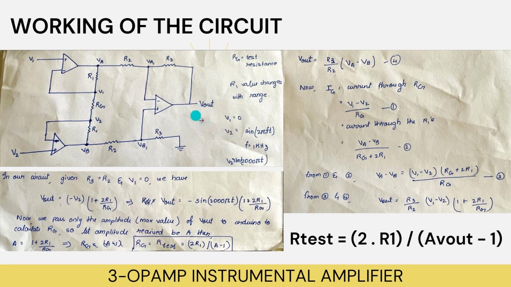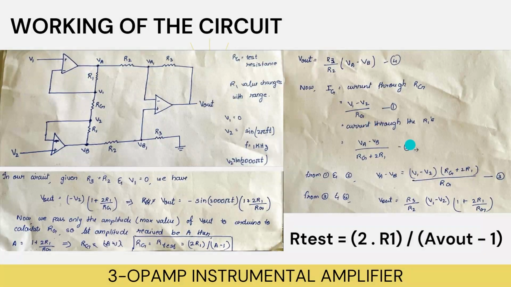Now this is the hand calculation we did for this resistance. You can see this is V out. The formula gives minus V2 times one plus 2 R1 by Rg, where Rg is the test resistance. It is minus V2 because we are not giving any input to V1. V1 minus V2 is the difference between the two inputs, so it becomes minus V2. V1 is grounded here.